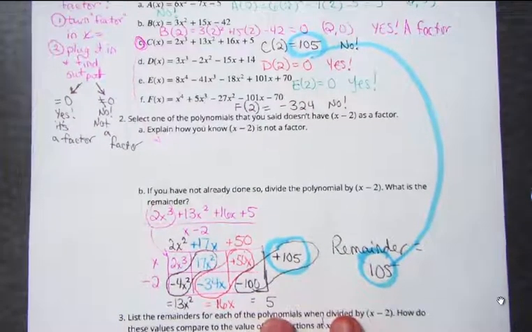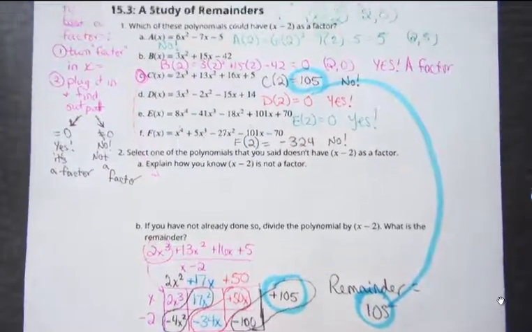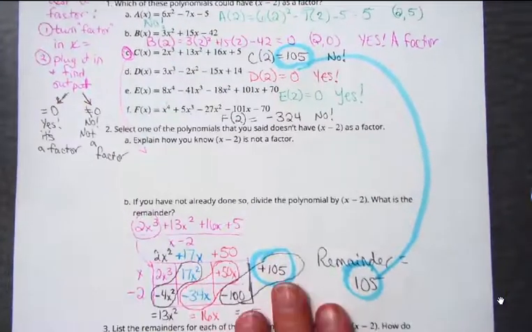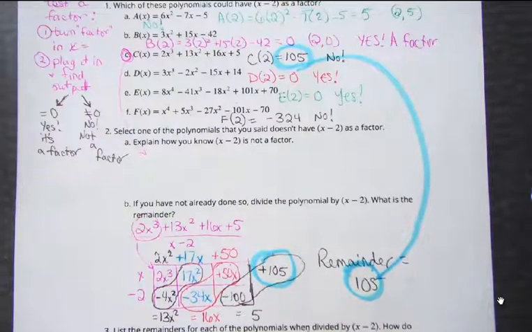So that's a pretty cool problem right there. Pretty neat to see we have a faster way to check if something is a factor or not, and then we can still find the remainder either way.